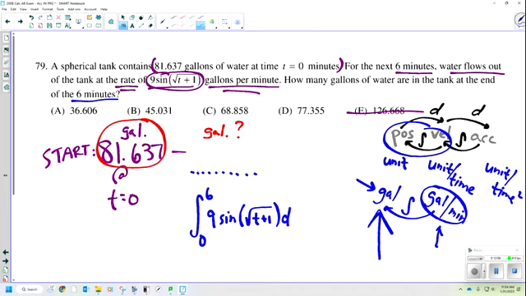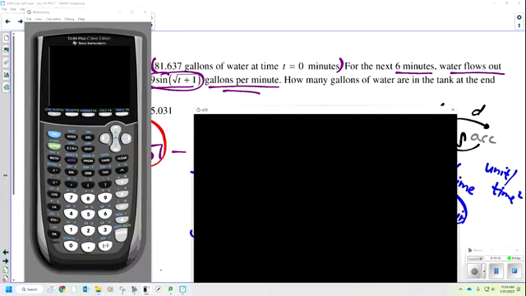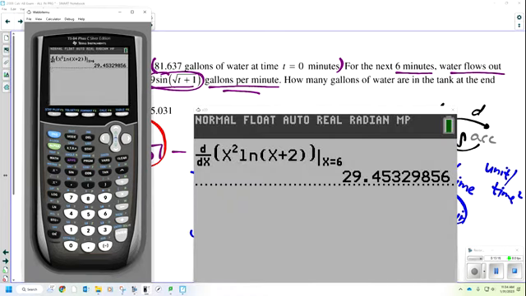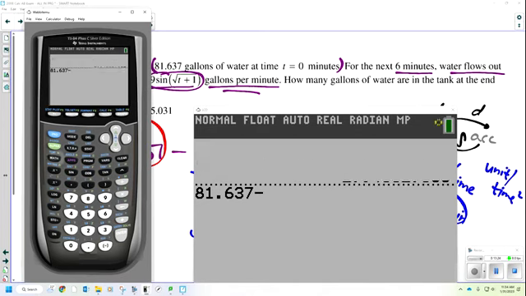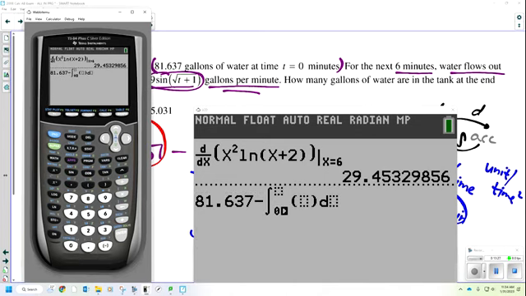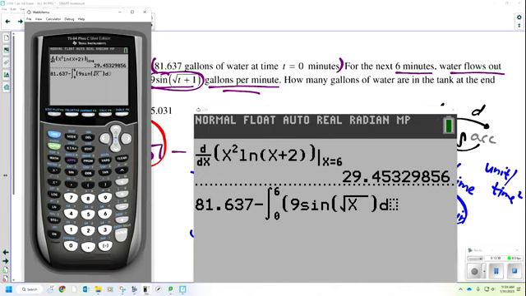And of course, there's our dummy variable. I'm going to just put that in a calculator. And then I'm going to start out with 81.637 and subtract that number right there. In fact, I don't have to do it separately. I could do it in one go. So I can just start with 81.637 and subtract. I go to math number 9. The integration from 0 to 6, all right, of our equation for the rate, which was 9 sine of the square root, and we're using x's, so x plus 1, pop out there. Don't forget our dummy variable, dx.